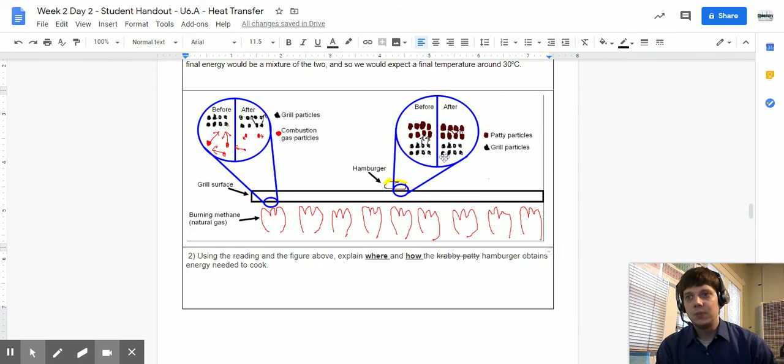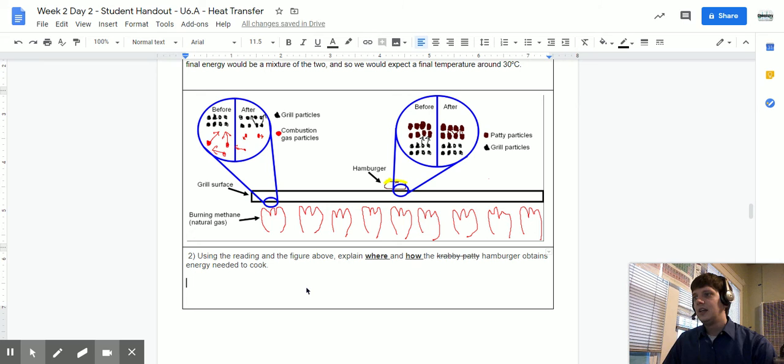But where did those grill particles get energy from? Well, if we look here, the grill particles got energy from combustion gas particles from this burning methane. Okay, so essentially the energy is coming from the burning methane, which is the potential energy of the chemical bonds, transferring through the grill surface into the hamburger through molecular collisions, transferring that kinetic energy.